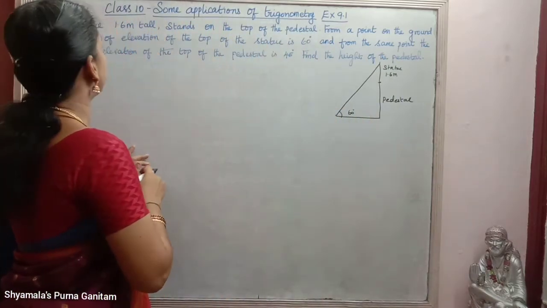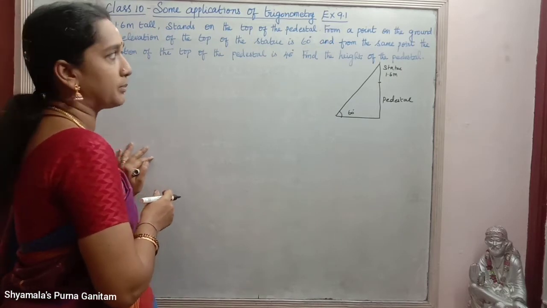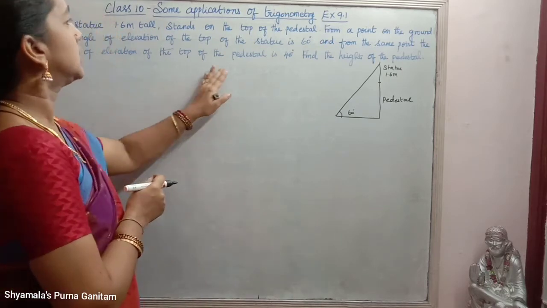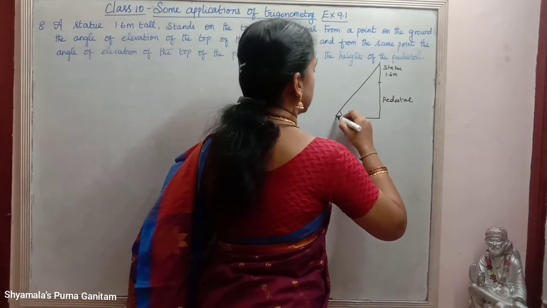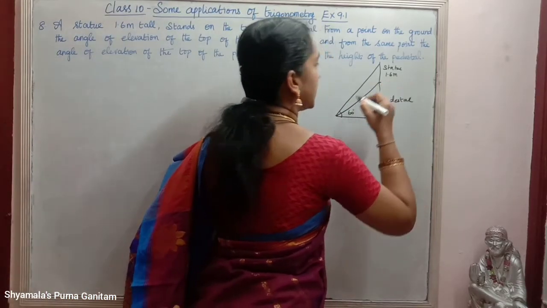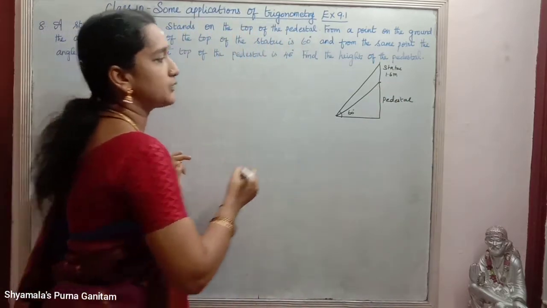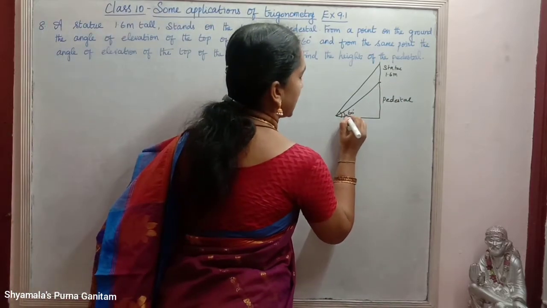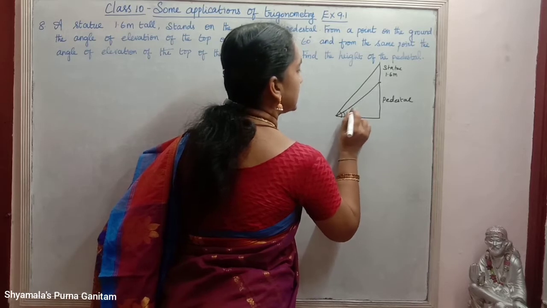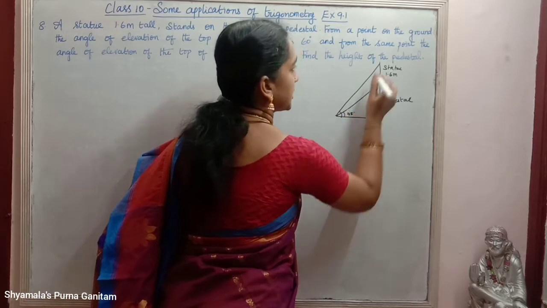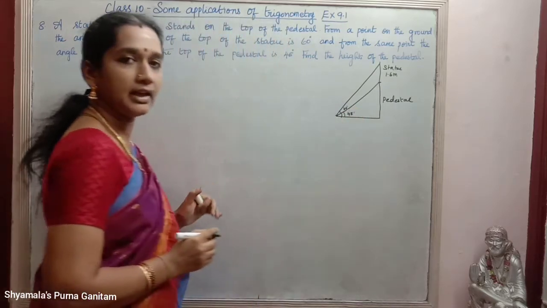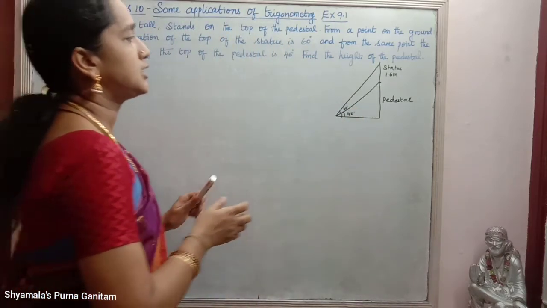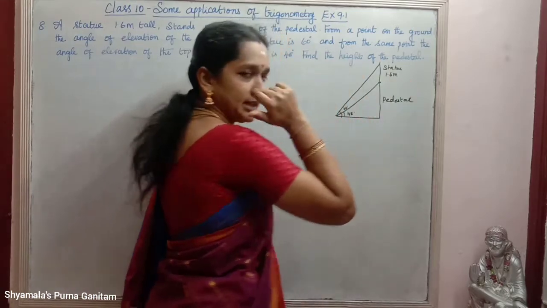And from the same point, the angle of elevation of the top of the pedestal. So this is the pedestal. From the same point, they are observing the top of the pedestal at 45 degree. So when they are observing the pedestal, that is 45 degree, and when they are observing the top of the statue, that is given as 60 degree. We are asked to find the height of the pedestal.